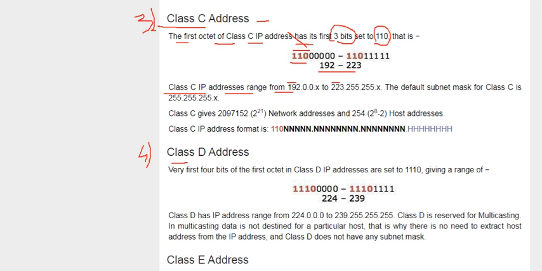Then the next one, the fourth, will be the class D address of IPv4. The very first 4 bits of the first octet in a class D IP address are set to 1110. ठीक है, तो इसमें जो फर्स्ट ऑक्टेट रहेगा उसमें जो 4 नंबर्स रहेंगे फर्स्ट, सो दे आर 1110 जो रेड मार्क से यहाँ पे दिखाया है. ठीक है, सो दैट विल बी इन डेसिमल 224 अप टू 239. सो दैट इज़ द रेंज ऑफ दिस क्लास डी IP addressing.